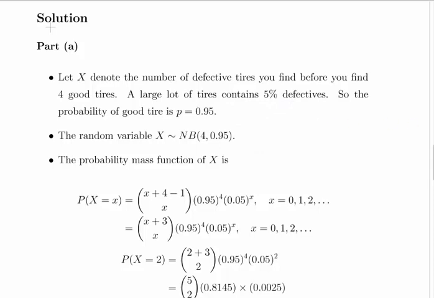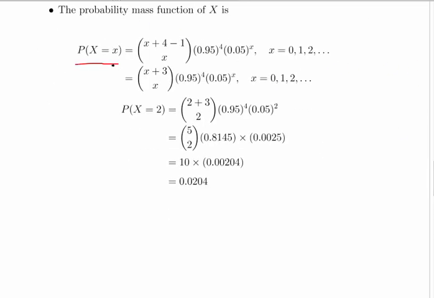Okay. So the probability mass function, the probability of X equal to x, capital X being the variable name and small x being some number, is the binomial coefficient of x plus 4 minus 1, which is x plus 3, choose x. P is 0.95 and r is 4, so 0.95 to the power of 4, which is going to feature in all of our probability calculations going forward, and 0.05 to the power of x.